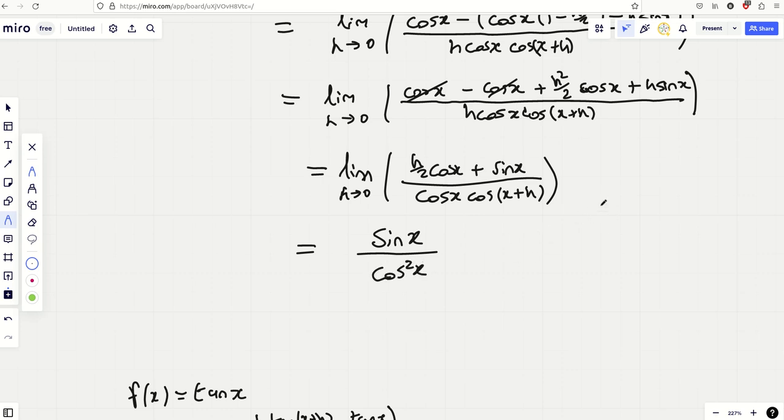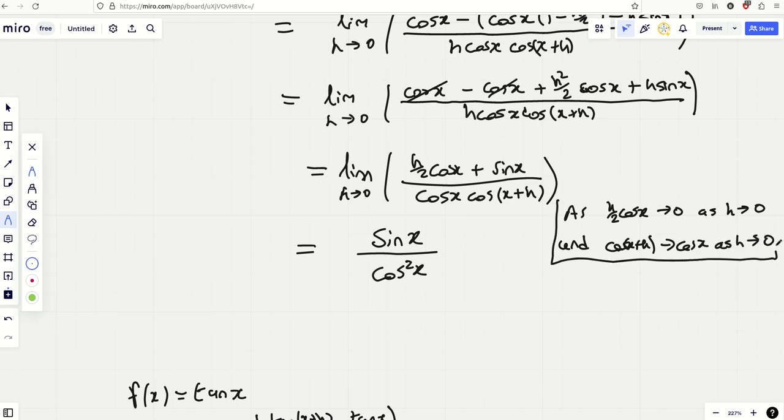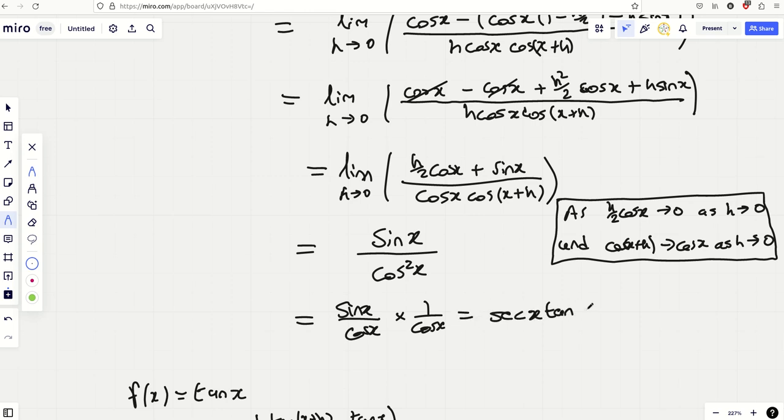Now, I would like to point out, you really should justify this in the exam. You want to say, as h over 2 cos x tends to 0, as h tends to 0, and cos x plus h tends to cos x, as h tends to 0, yeah? I know we're stating the obvious, if you ask me, but they want you to state that, they really do. Now, this is actually, because it's sine x over cos x, which is tan x, times 1 over cos x, which is sec x, this is the same as sec x tan x, as required.